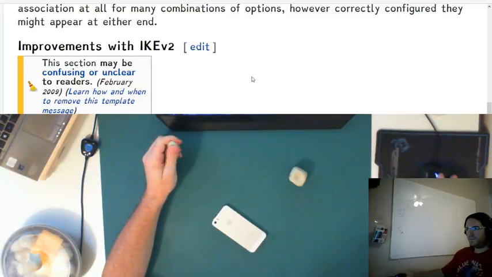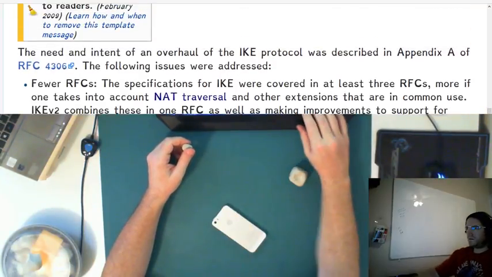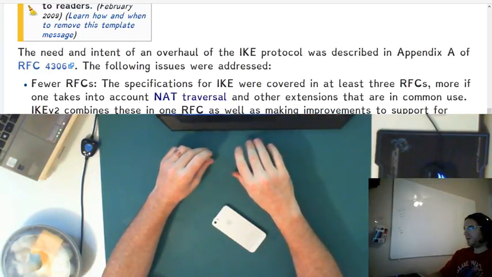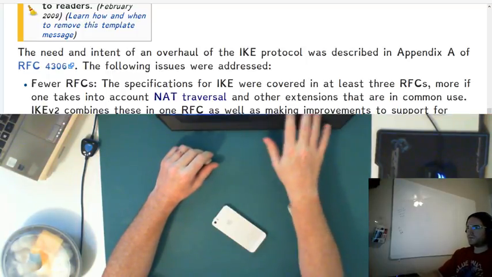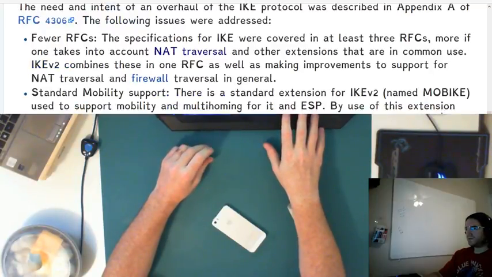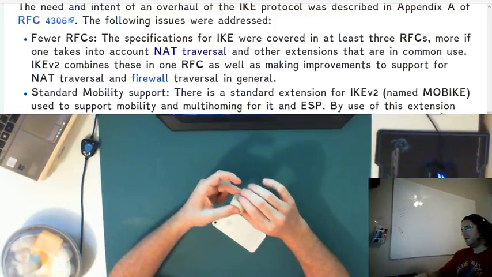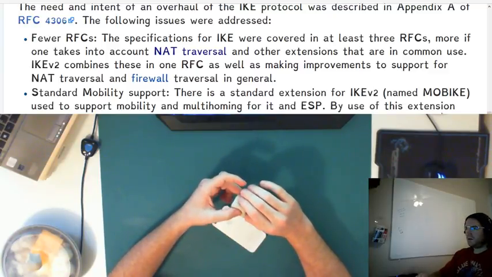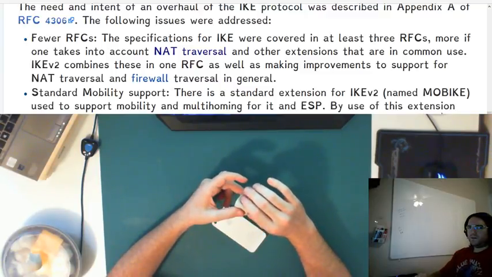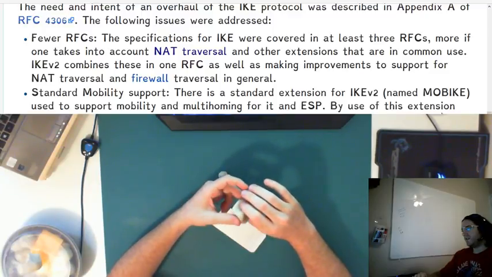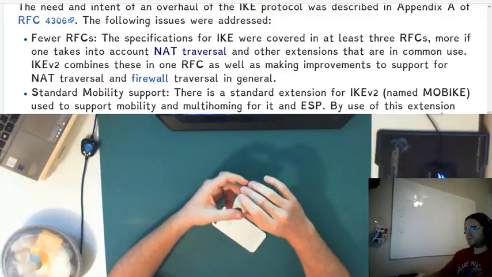Improvements with IKE v2. The need and intent of the overhaul of the IKE protocol was described in Appendix A of RFC 4306. The following issues were addressed. Fewer RFCs. The specification for IKE was covered in the latest 3 RFCs, more if one takes into account NAT traversal and other extensions that are in common use. IKEv2 combines these in one RFC, as well as making improvements to support for NAT traversal and firewall traversal in general.